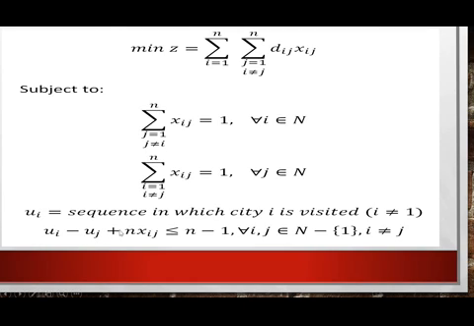ui minus uj plus n into xij should be less than or equal to n minus 1. And then the last line, for all i, j belonging to n minus the source. Okay, understood? This is your mathematical formulation.